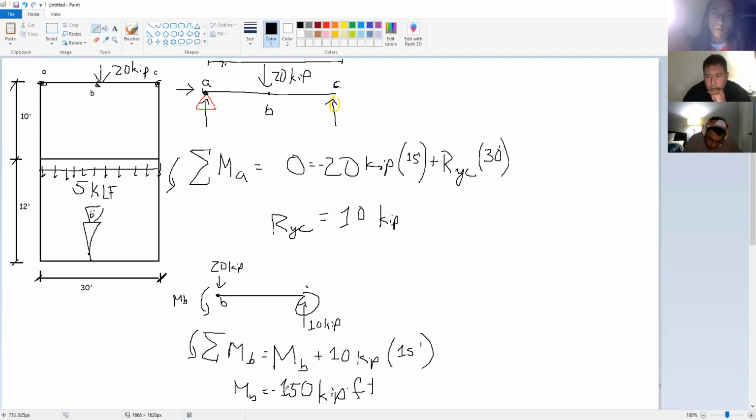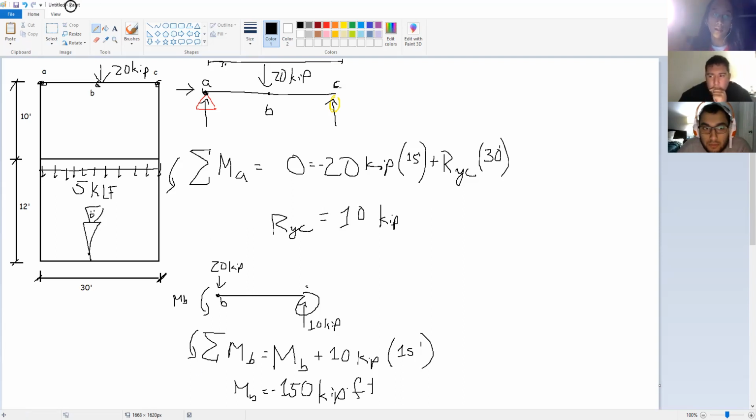Cool. So now we need to know that this beam right here needs to be graded to take at least 150 kip feet of bending moment. Otherwise, the beam will break. If the beam is at 149 kip feet, then it'll break because 150 is over 149, and that's not its threshold. So we're good with the roof.